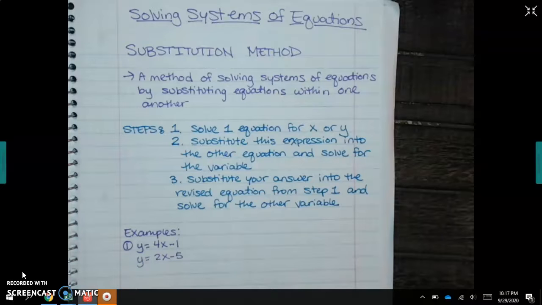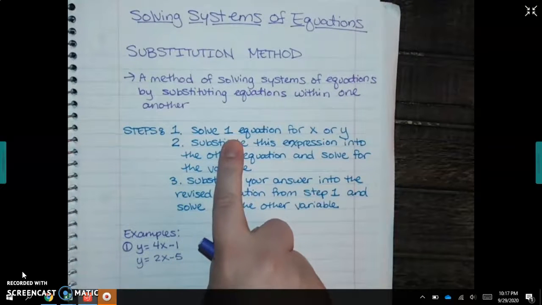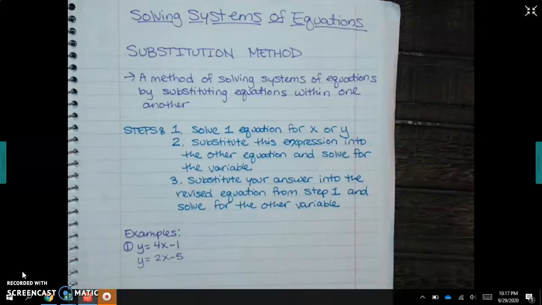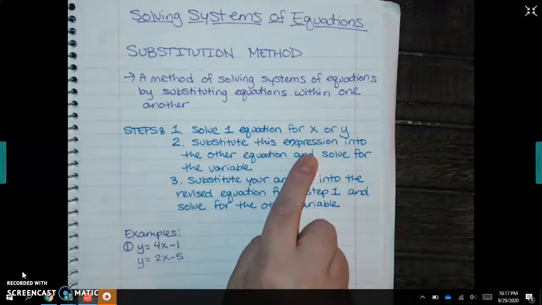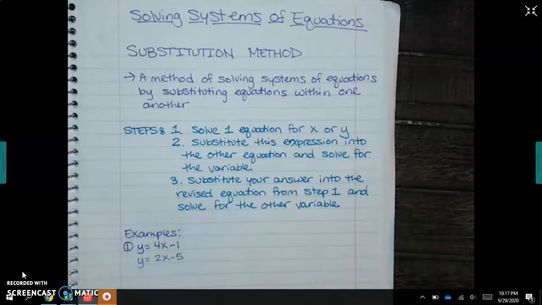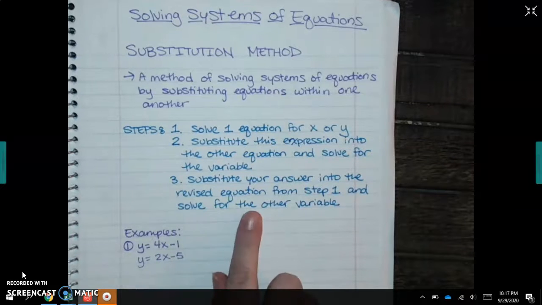one another. Keep in mind, a system must have at least two equations, so you're going to be able to substitute pieces or parts into one equation from the other. Here are your steps. Step 1. You need to first solve one equation for either x or for y. I suggest you choose whichever would be easier. Step 2. Substitute this expression into the other equation and solve for the variable. Step 3. Substitute your answer into the revised equation from step 1 and solve for the other variable.